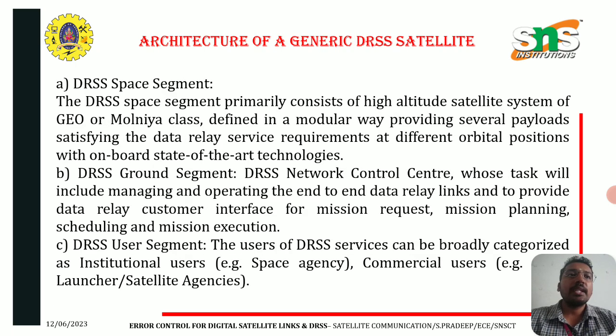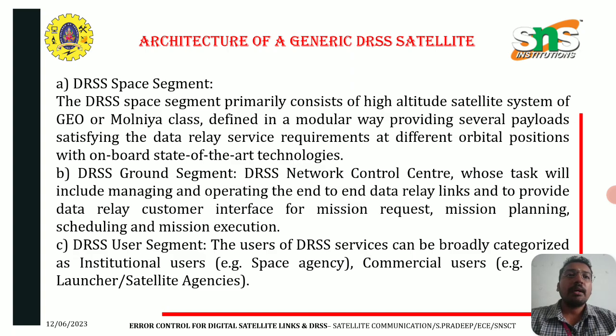The architecture of a generic DRSS: the DRSS space segment. The DRSS space segment primarily consists of a high altitude satellite system of GEO or Molniya class, divided in a modular way, providing several payloads satisfying the data relay service requirements at different orbital positions with onboard state-of-the-art technologies.